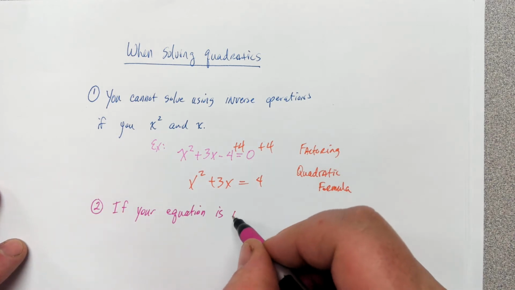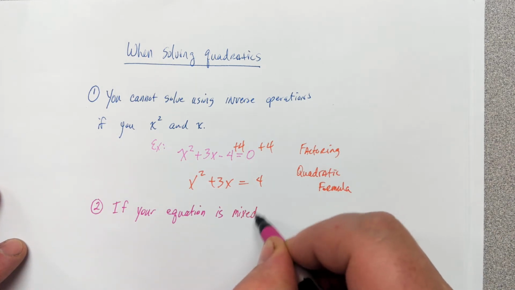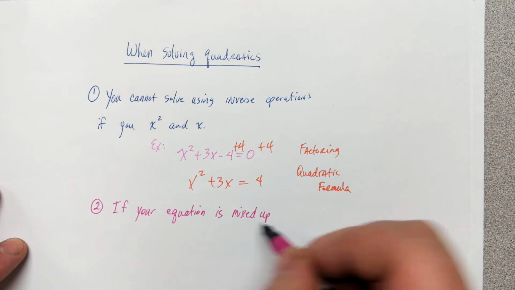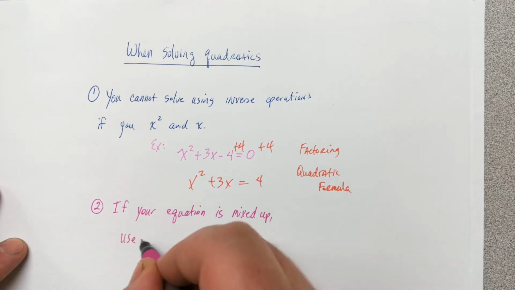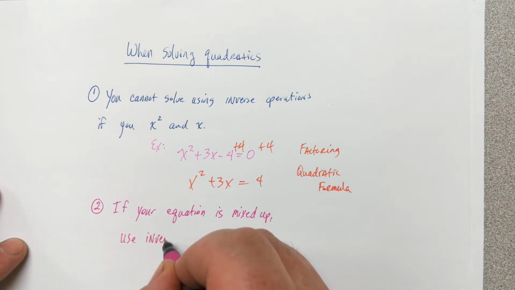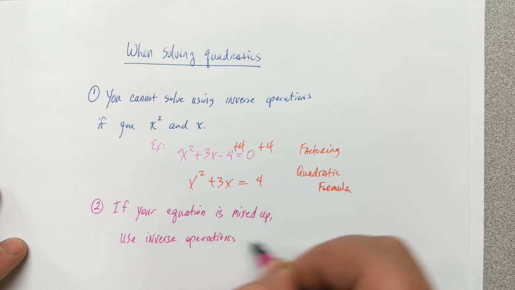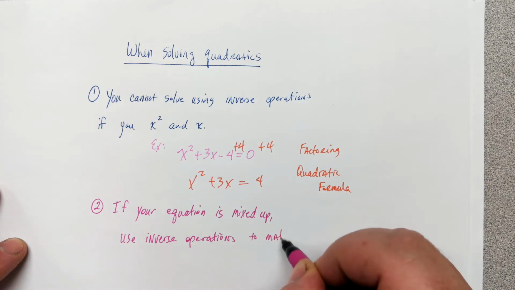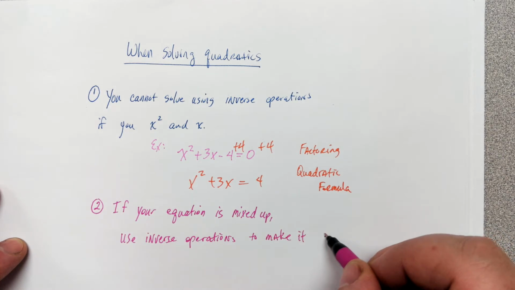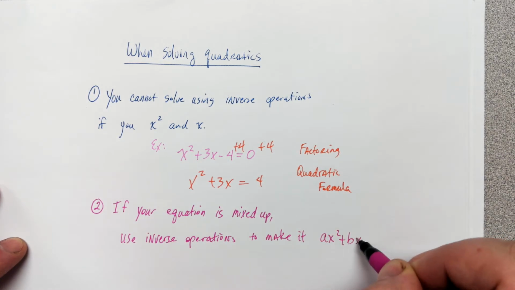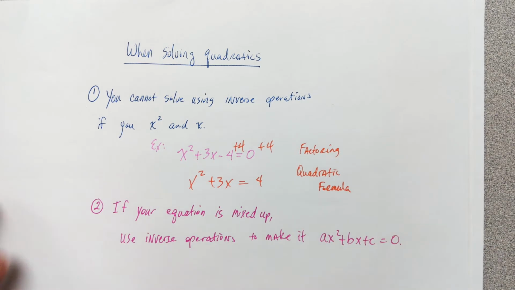So if your equation is mixed up, then you have to use inverse operations to make it ax squared plus bx plus c equals 0.